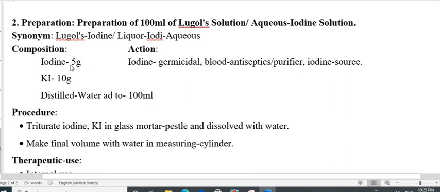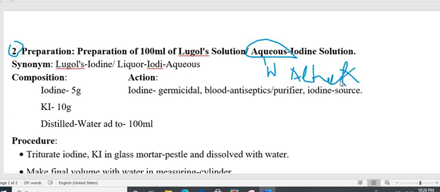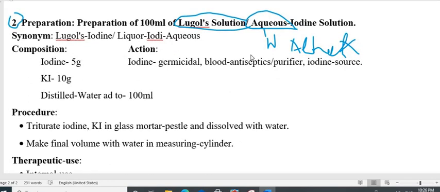Now we go through the second and last preparation under the solution or liquor, the iodine solution, aqueous iodine solution. Aqueous indicates that water is there, distilled water is there. In this you don't find alcohol. So when we say aqueous iodine solution, there is no alcohol. So if there is no alcohol, you can use this preparation for internal use. The other name of this aqueous iodine solution is Lugol's solution.